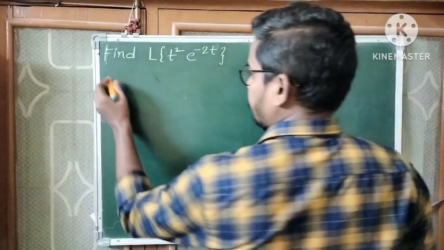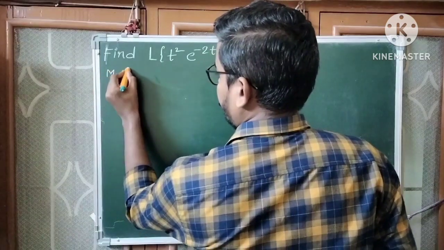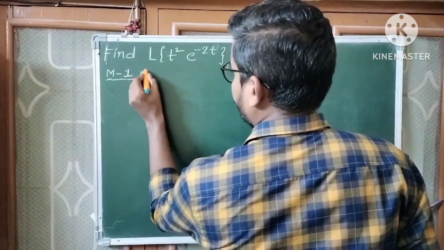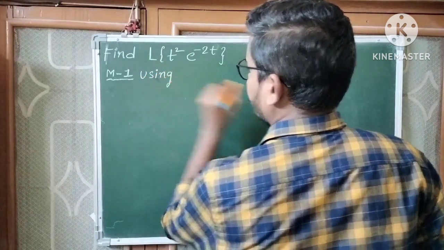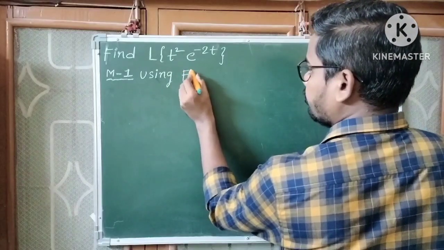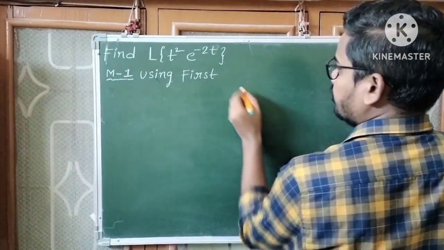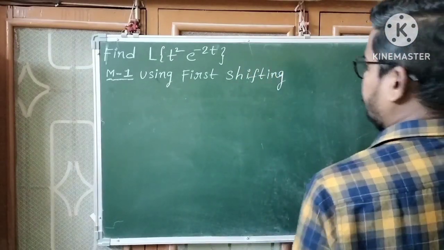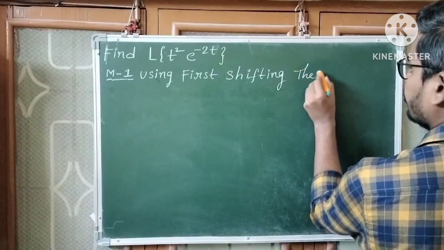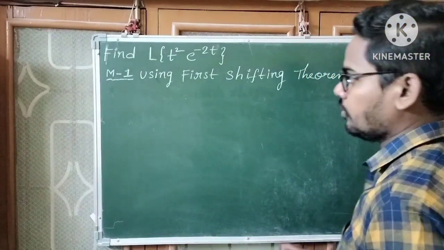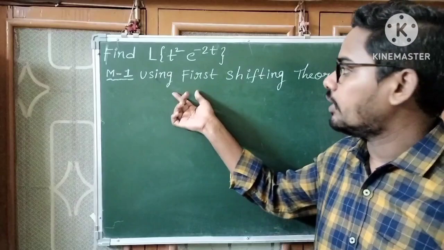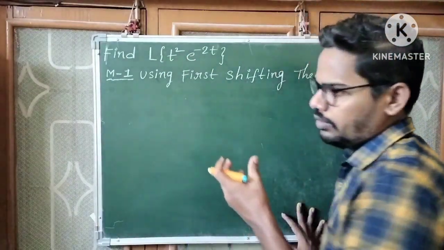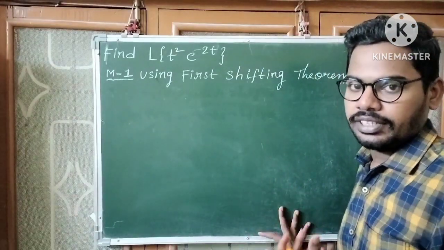So first method is method 1, using the first shifting theorem, or translating first shifting theorem. So using the first shifting theorem we can solve this problem. Okay? So first of all, what is the formula for the first shifting theorem or translating theorem?